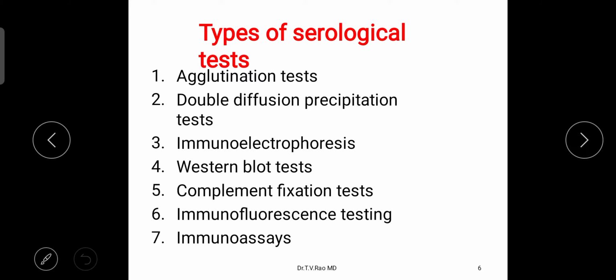Next is types of serological test. There are many categories like agglutination test, double diffusion precipitation test, immunoelectrophoresis, Western blot, complement fixation test, immunofluorescence test and immunoassay. So these are the seven types of serological test. Now we are going to study one by one what is agglutination and the other types in serology.